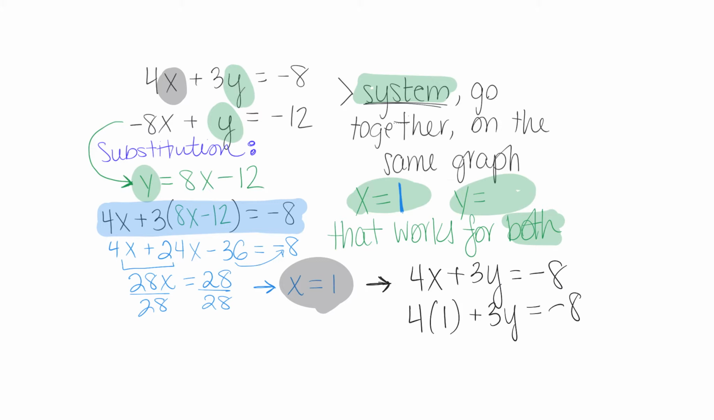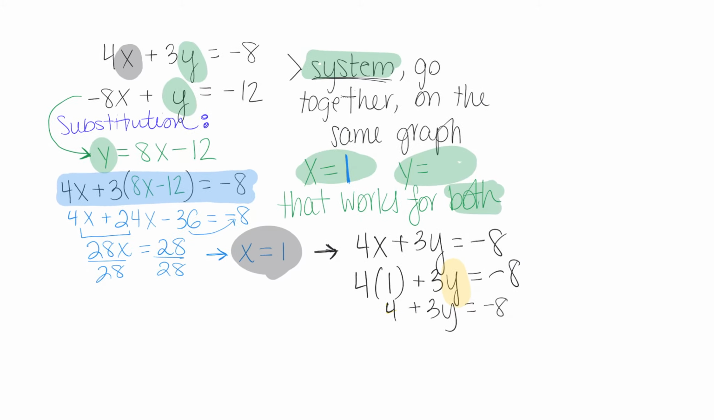And again, I only have a y. Now I'm back at one variable. So now I can solve for this y. So I'm like, okay, this is 4. 4 plus 3y equals negative 8. I'm going to move my 4 over. I'll keep running out of space here. And I'm going to have 3y equals negative 12. And I'm going to divide out my 3. And I'm going to find out that y equals negative 4. And then I'm going to say, okay, y equals negative 4.